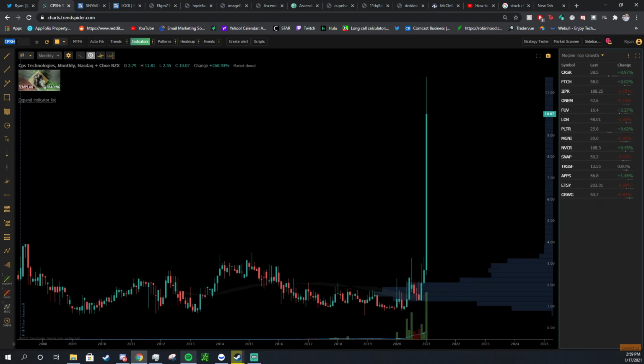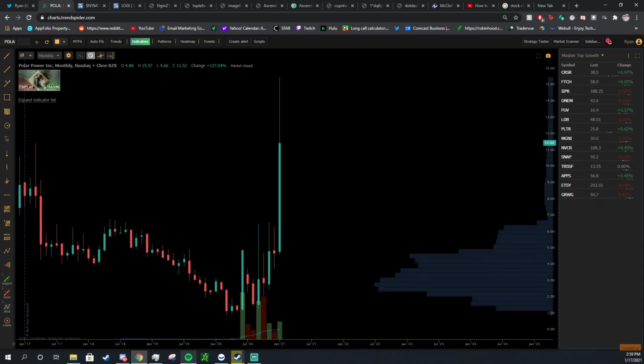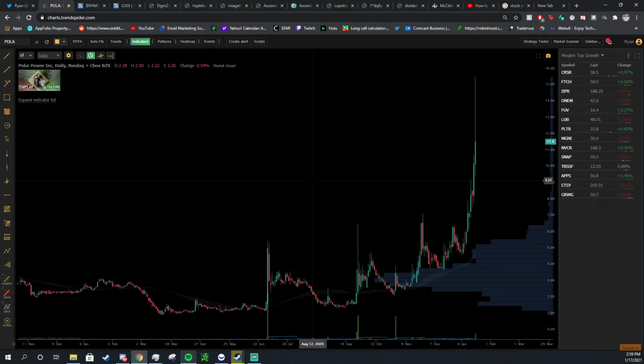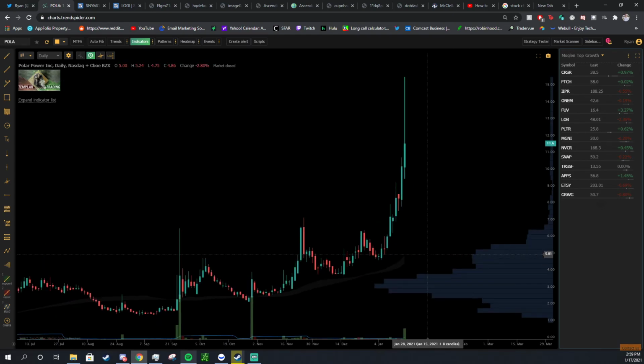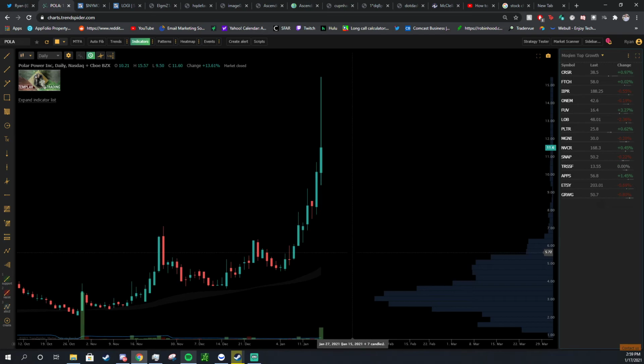POLA. It's the monthly. We'll go daily. Okay, POLA, another small cap. I like this for a small cap because once again we've got that pattern going on here. We got the gap up, sell off, consolidation, dip, breakout, consolidation, sell off, consolidation, up, wedge, breakout, wedge, breakout. I don't know what they do. Polar Power, energy. I'm assuming clean energy.